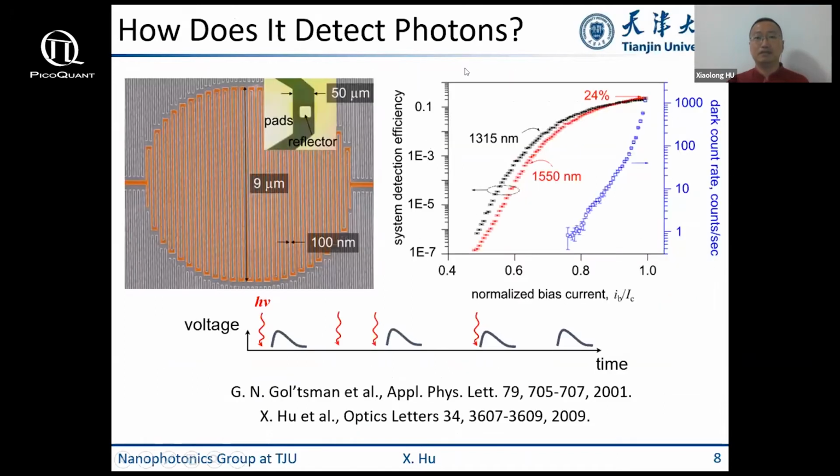How does it detect single photons? As a user, it's very simple. You just need to send a bias current into this nanowire and increase the bias current towards the switching current. For example, you can bias at 95% of its switching current, and then you will get very decent detection efficiency. This 24% was 11 years ago, with a few dark counts as noise.